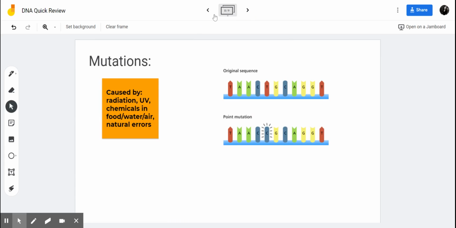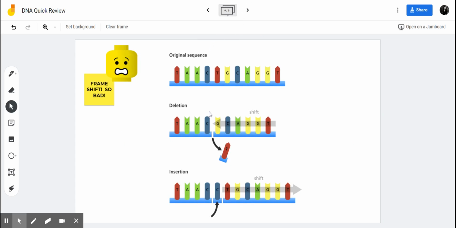The last thing that we wanted to talk about is mutations. There's a bunch of different causes for mutations, but we break them down into a couple simple types. You can either have a point mutation or substitution, where one of the letters is just swapped out for a different one. You could also have a deletion, which is where one of the letters is eliminated and cut out of the DNA strand, or you could have an insertion, where extra things are added in.